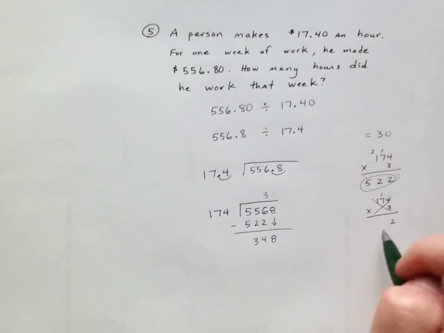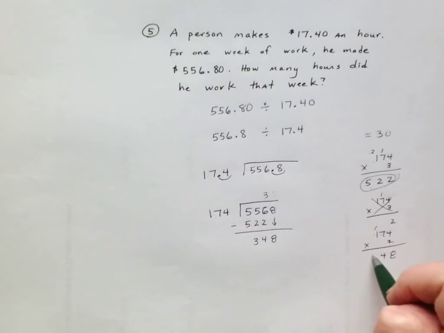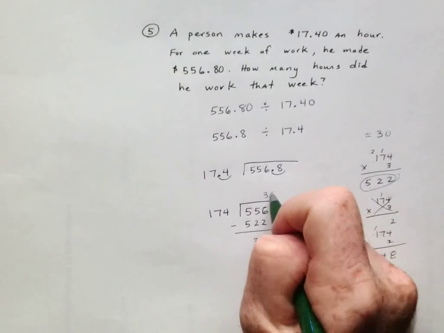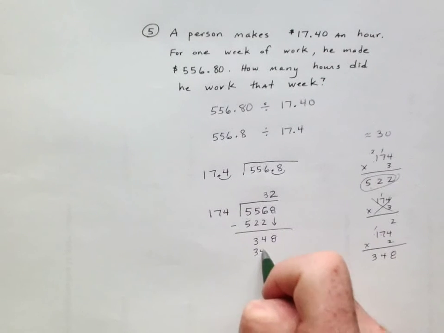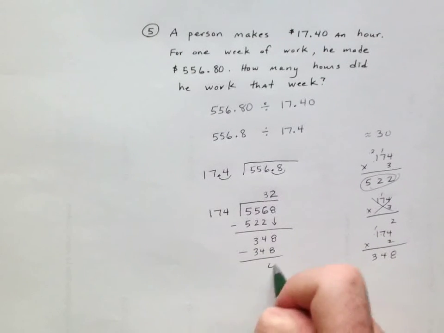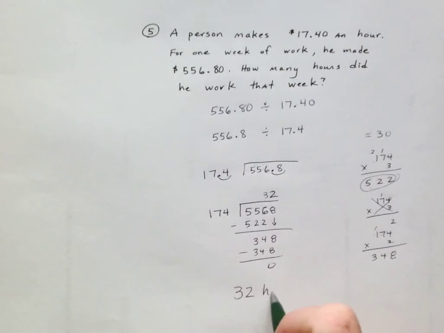Okay, so how about 174 times 2? This would be an 8. This would be a 14. This would be 2 with, oh my gosh, it's 348. Yes, yes. So it's a 2. And then when you multiply by 2, it's 348. Perfect. Remainder is 0. That means we're done. That means the person worked 32 hours.